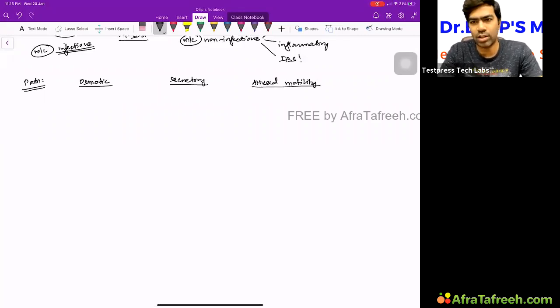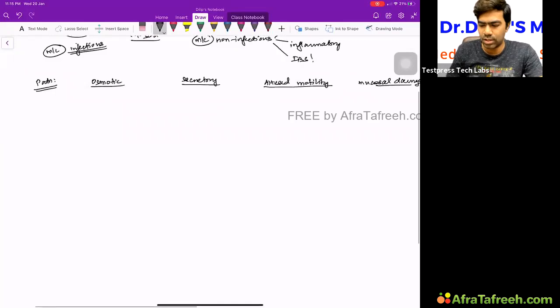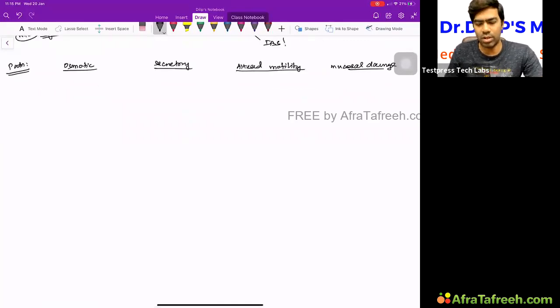even though it is not a true diarrhea. Increase in intestinal motility causing a diarrhea-like appearance is actually a pseudo-diarrhea. It's not a true diarrhea, but nevertheless, we put it under diarrhea for our understanding. And the fourth one is mucosal damage, diarrhea due to severe mucosal damage. So let us see what the stool volume will be.